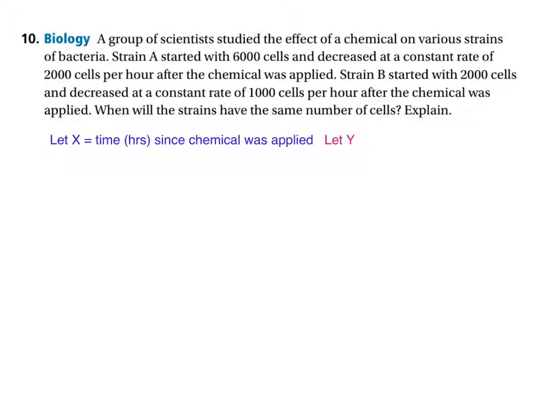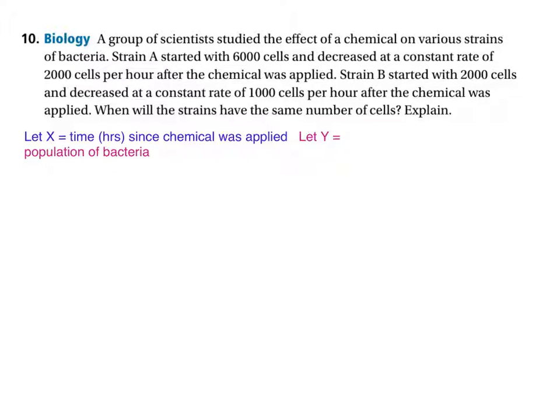Okay, and we can then say let y equal population of bacteria. When you say population, what you're saying is, just like humans, how many of them are there, okay? So we'll say population of bacteria remaining. So how do we set it up?